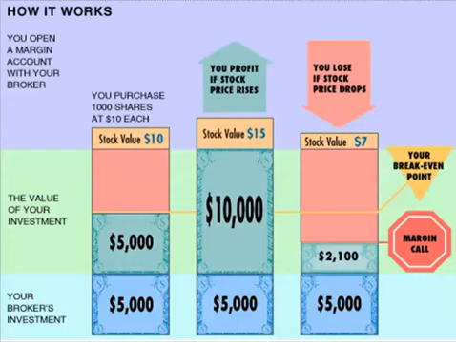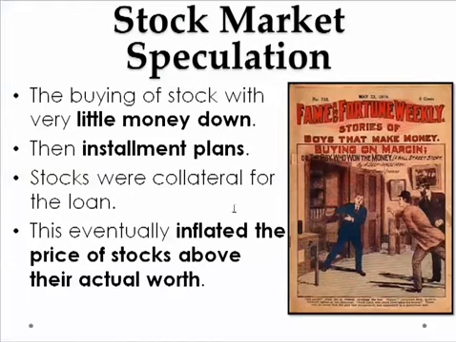What does this mean? The stock market speculation. Here's the stories of the boys that make money buying on margin. Here's a little circular, a book or magazine type of thing, that went out in Fame and Fortune Weekly. It was really telling people they should go out and buy on margin. So they're buying a stock with a little money down and then installment plans. If you bought a freezer from some store or rental place, you'd pay only a portion down, but every month you'd pay a little bit of money. Installment plans. Stocks were collateral for the loan.